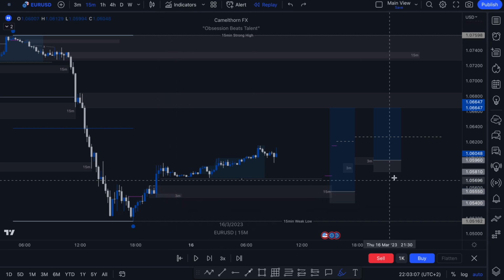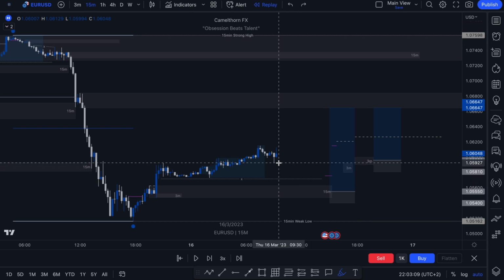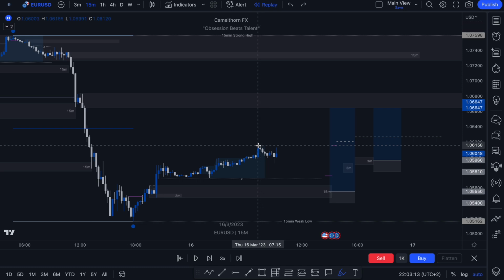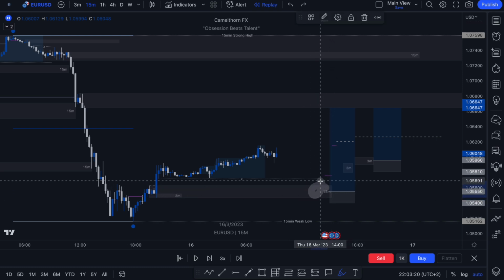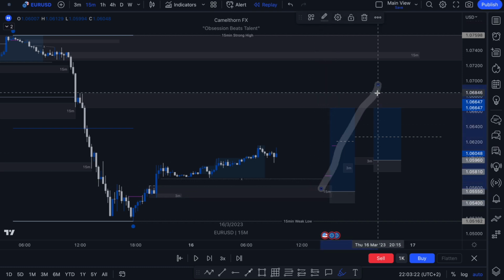So straight off the bat, I am anticipating from the London session, price action to either sweep this before rolling back over to mitigate this. And from this particular area, I'm looking to trade long, okay? Now, what am I doing for targets?